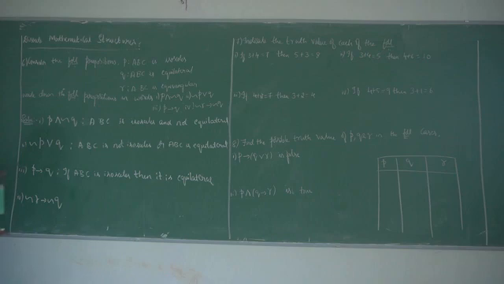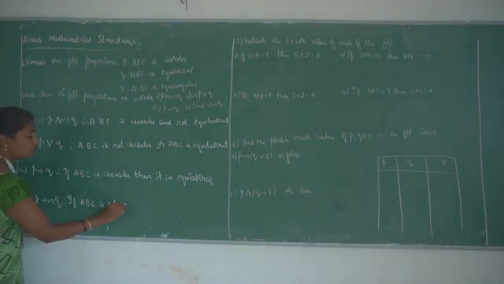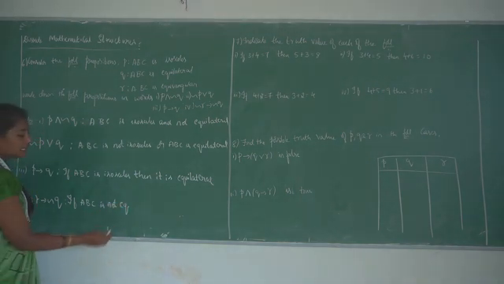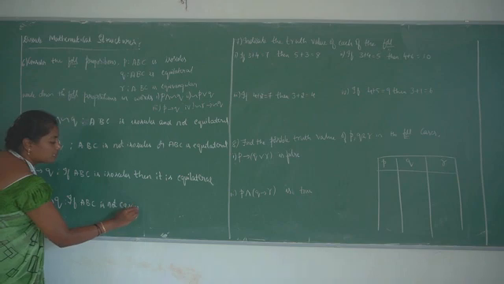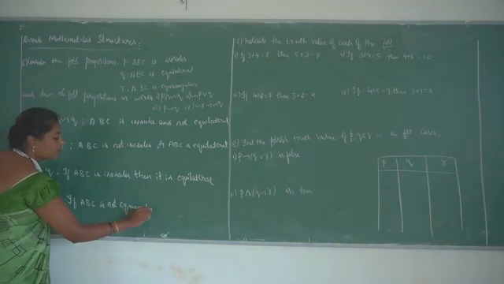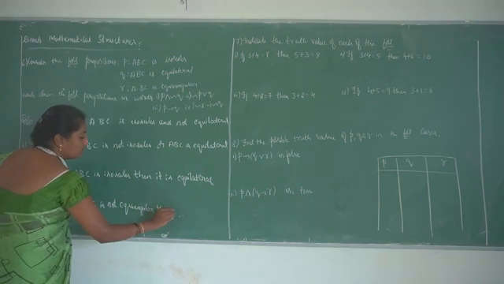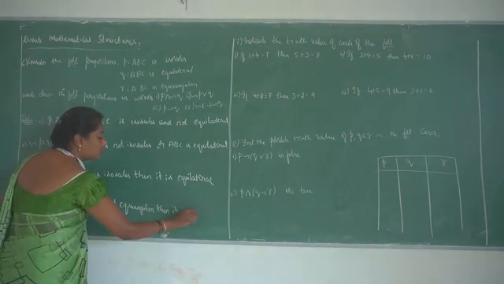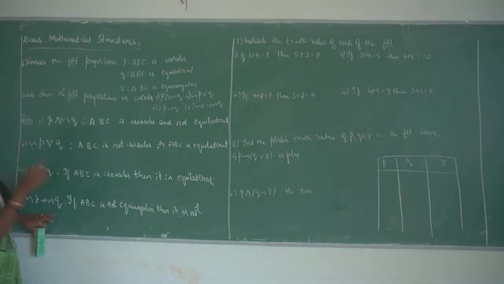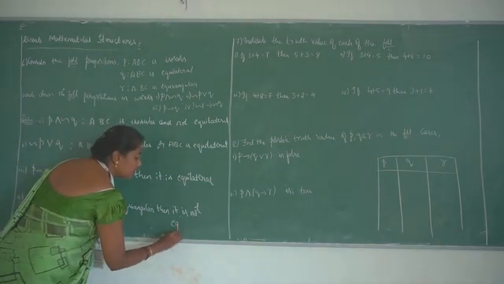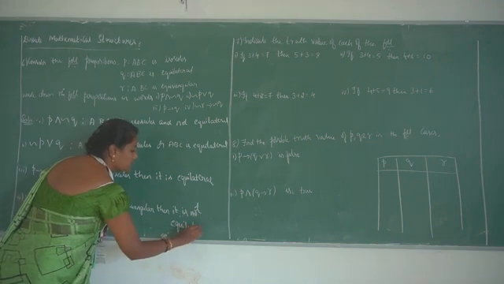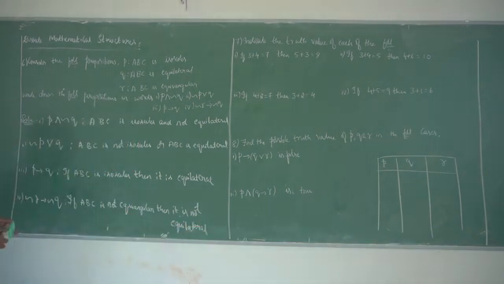Again, a conditional proposition with the negation of R and Q: if not R, then not Q. That means if ABC is not equiangular, because our statement R is ABC is equiangular and its negation is ABC is not equiangular, then not Q is given, that is, it is not equilateral. Three propositions are given in terms of statements.